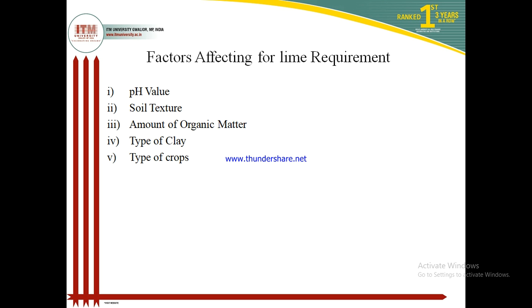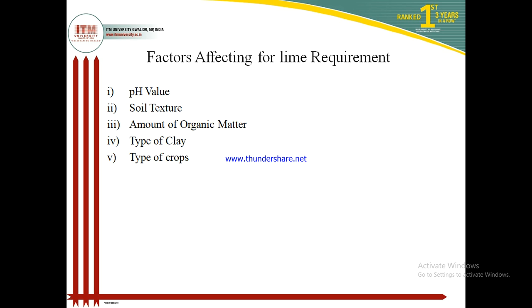Now, factors affecting the lime requirement. First, the pH value. If the pH value is low, then the acid soil will require more liming material. If the pH value is normal, between 5.6 and 6.5, then a very small amount of lime is recommended. Now, soil texture.